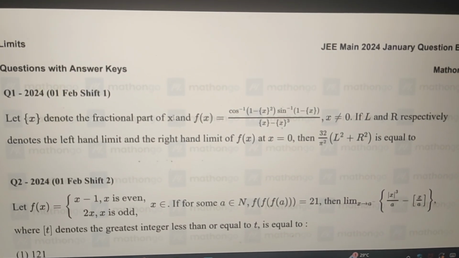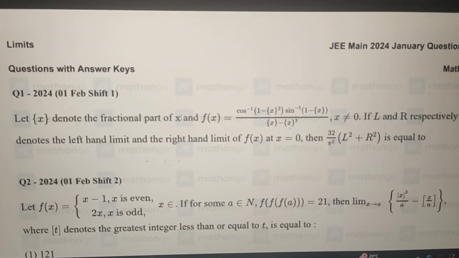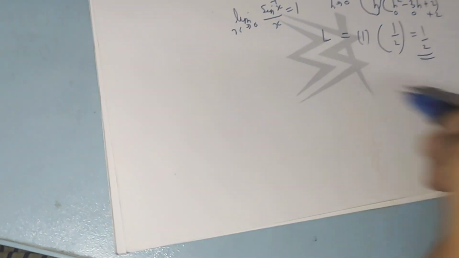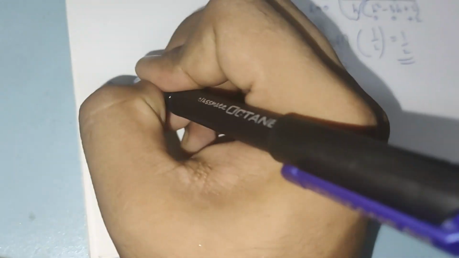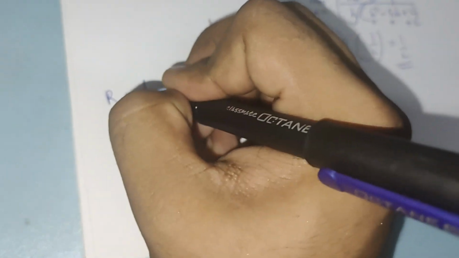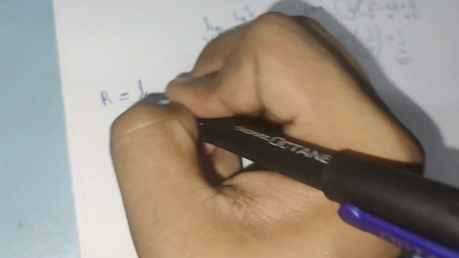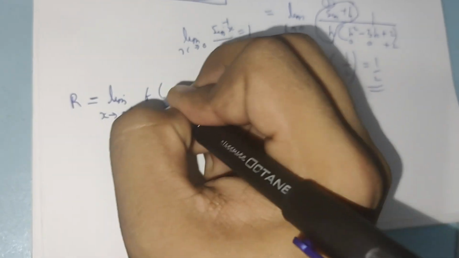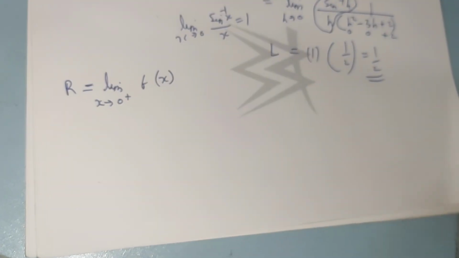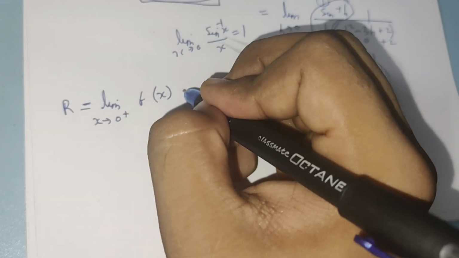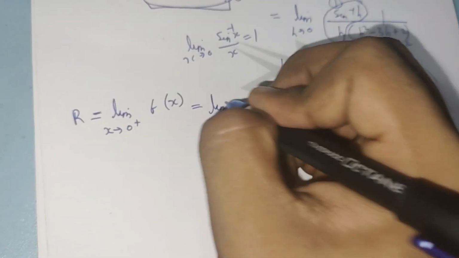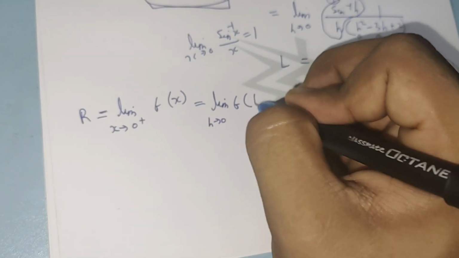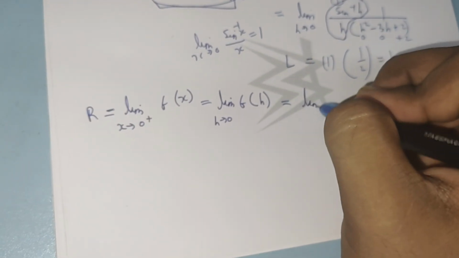So now we are going to solve the right hand limit of this question. So first of all, the right hand limit R is equal to limit x tends to 0 plus f of x, and I will be considering h, so limit h tends to 0, f of a plus h, and a is 0, so f of h. And what is f of h?